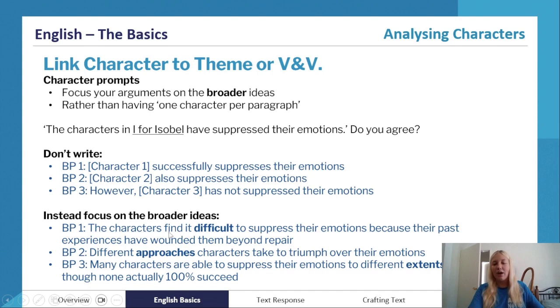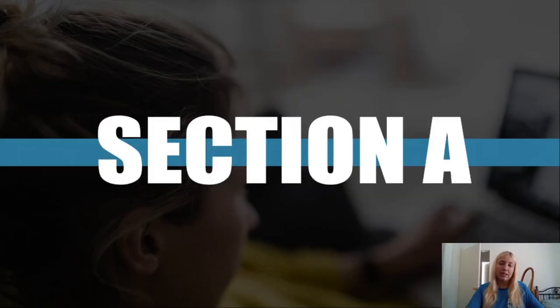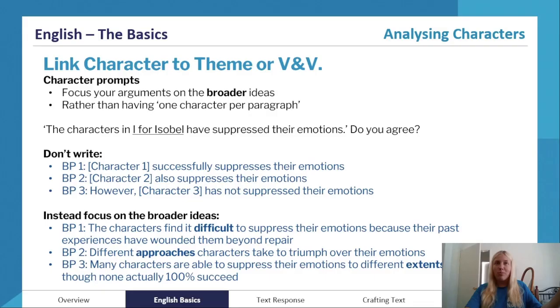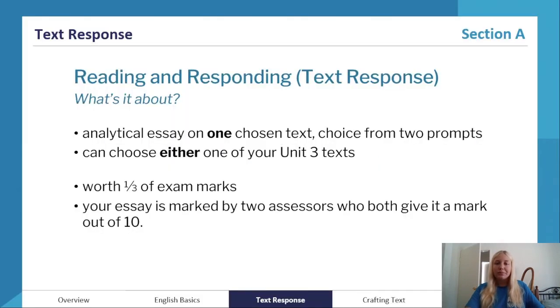First paragraph writes about how characters find it difficult to suppress emotions because of past experiences that have wounded them. Body paragraph 2 instead writes about the different approaches they take to triumph over their emotions and to challenge them. And body paragraph 3 presents the idea that many suppress their emotions to different extents, but none of them actually succeed, for example. And then each paragraph will have more than one character discussed, evidence from more than one character being analyzed in order to justify that argument.